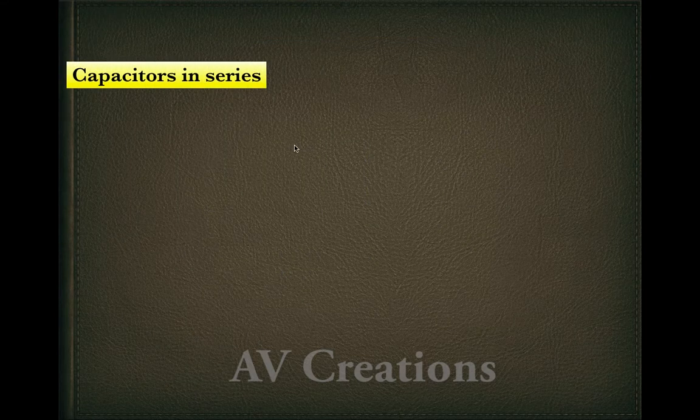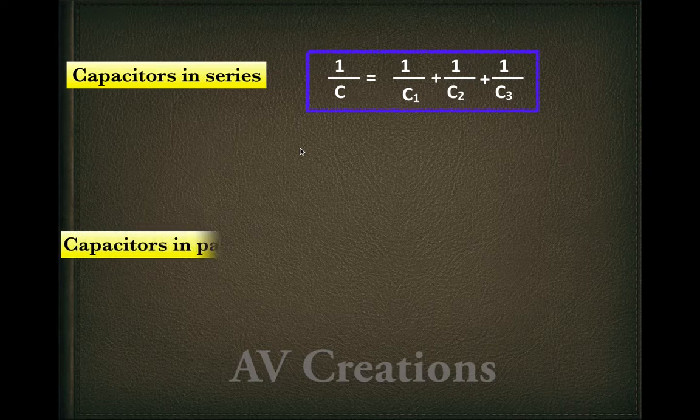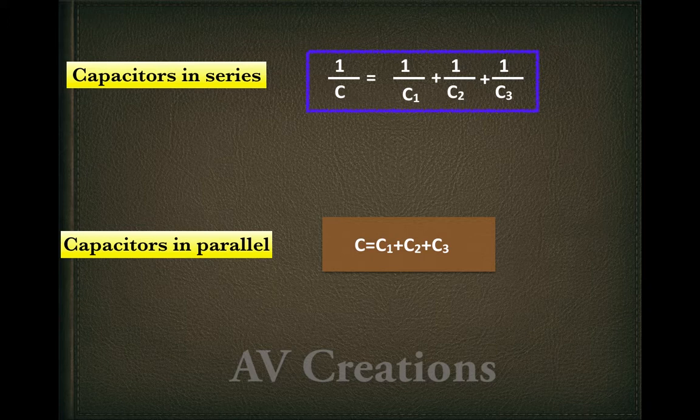If the capacitors are in series, the equation is 1 by C equals 1 by C1 plus 1 by C2 plus 1 by C3. If the capacitors are in parallel, C equals C1 plus C2 plus C3.